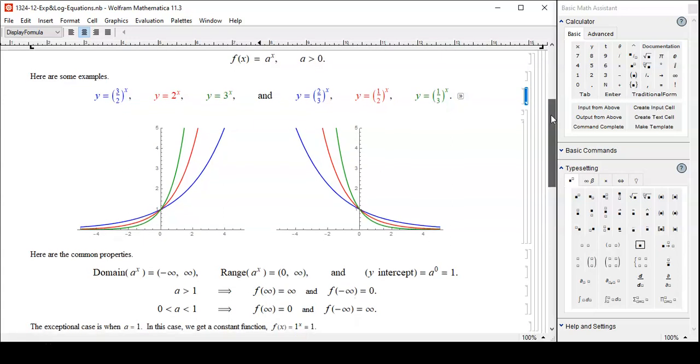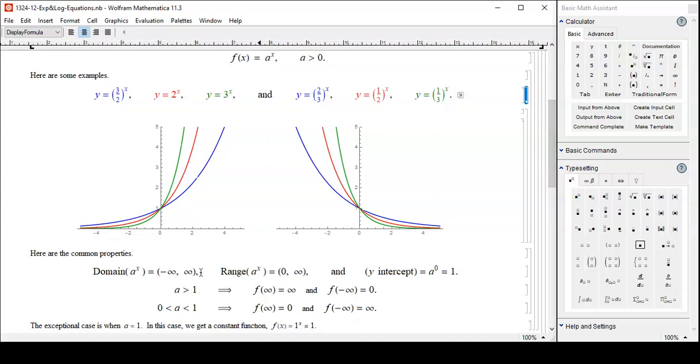Next, we have some common properties like this. Domain is negative infinity to positive infinity. Okay, that's easy to see. Basically, it's repeated multiplication, division, and radical, however many times. Yeah, you can do it any number of times. No problem there.